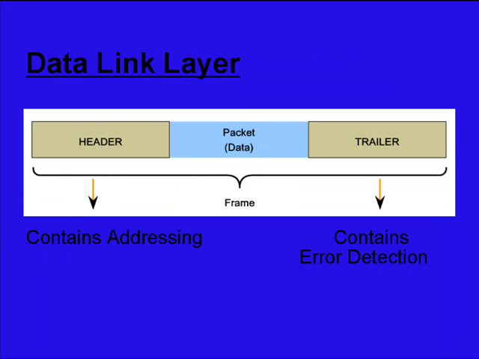Next, the data link layer's framing process takes a packet and prepares it for transport through the local media after encapsulating it with a header and a trailer. The header and trailer contain controlling information, such as addressing for the header and error detection for the trailer.